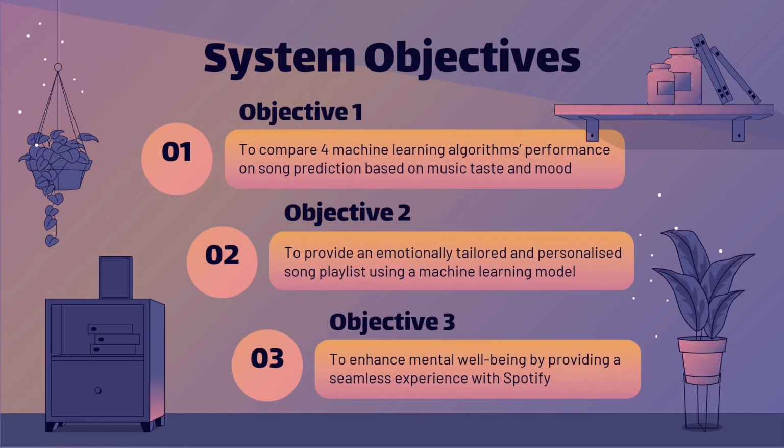Moving on to the objectives of this system, the first one is to compare four machine learning algorithms' performance on song prediction based on mood and music taste. The second objective is to provide an emotionally tailored and personalized song playlist using a machine learning model. And the third one is to enhance mental well-being by providing a seamless experience with Spotify.